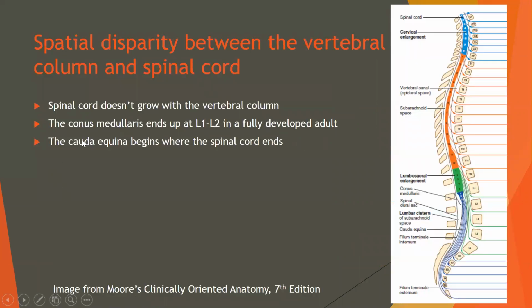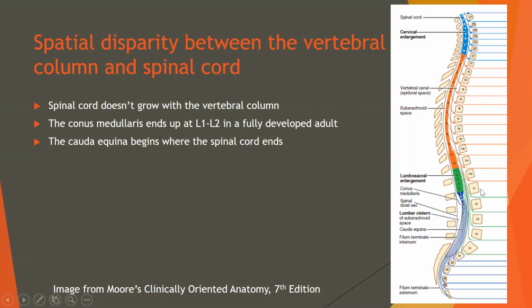All right, so this is what I was going to mention earlier. When I was talking about embryologically how the vertebral column and the spinal cord are at different lengths, the spinal cord doesn't grow with the vertebral column. And so your conus medullaris, which is the end of your spinal cord where it becomes the cauda equina, is actually not at the sacrum, like you might expect if they were growing together. It ends up at about L1 or L2, around that level there.